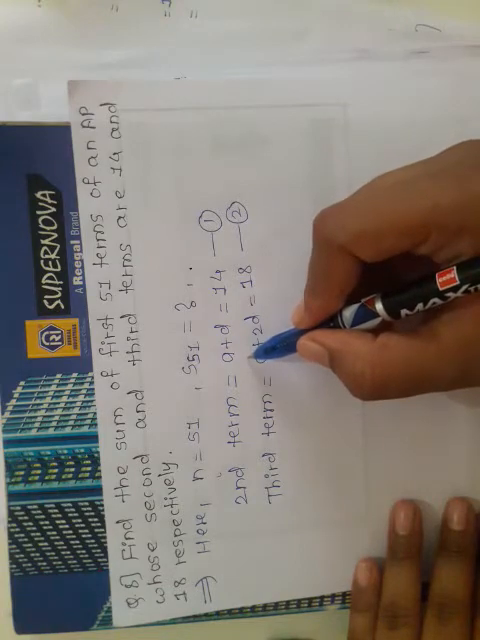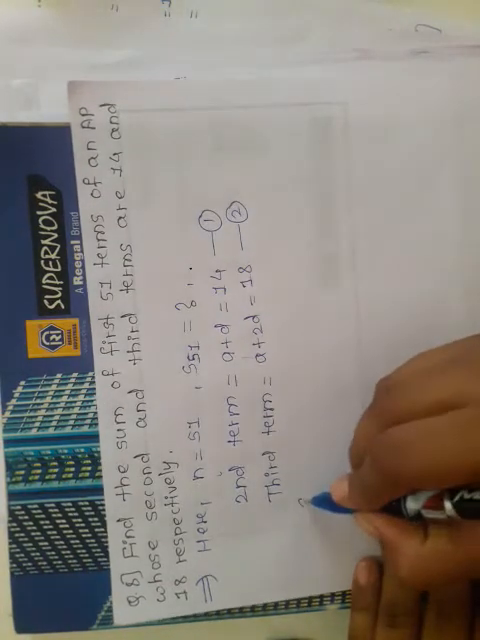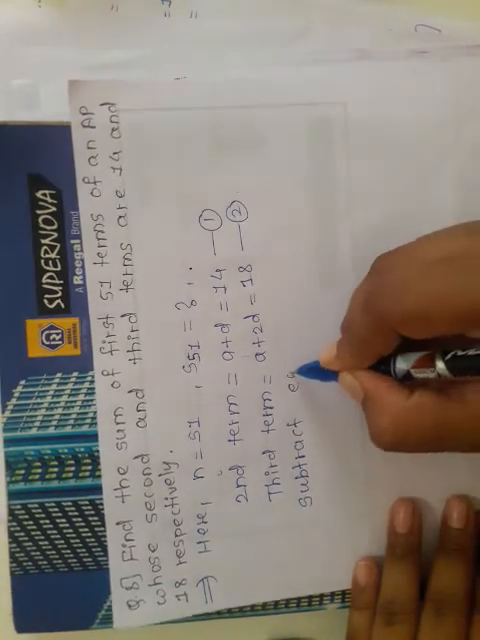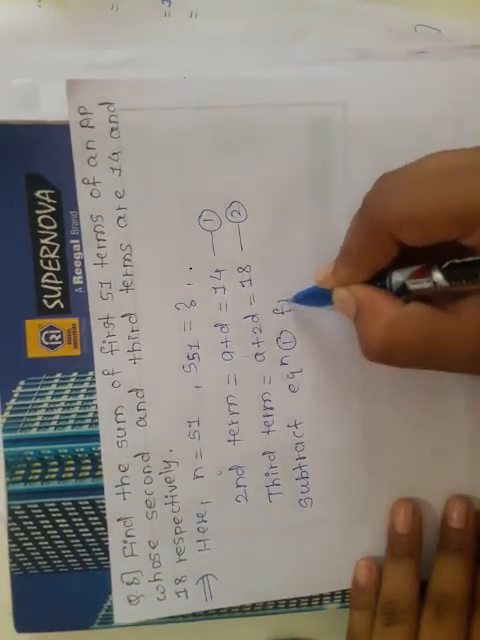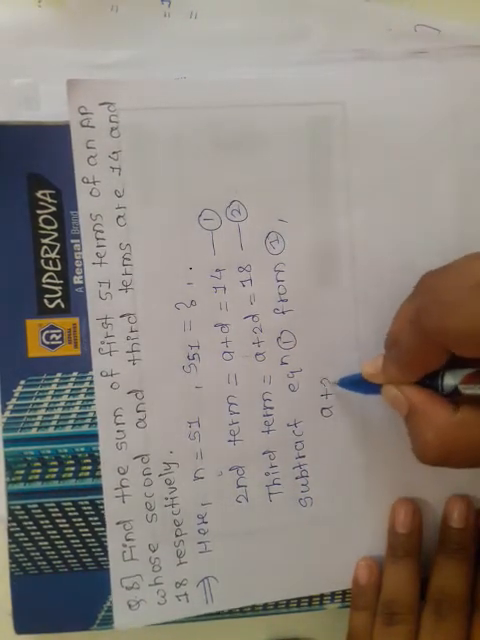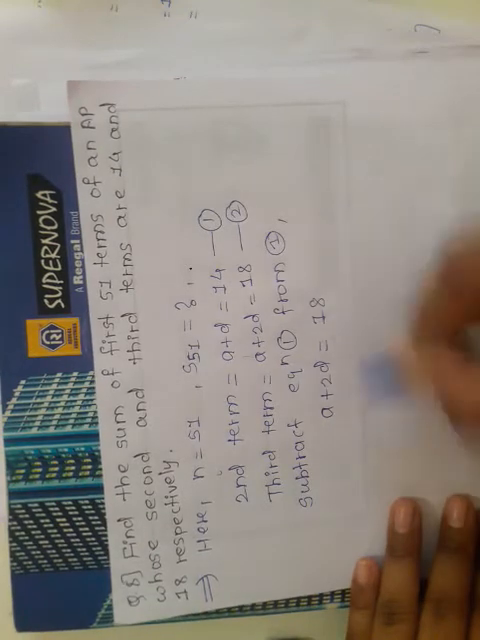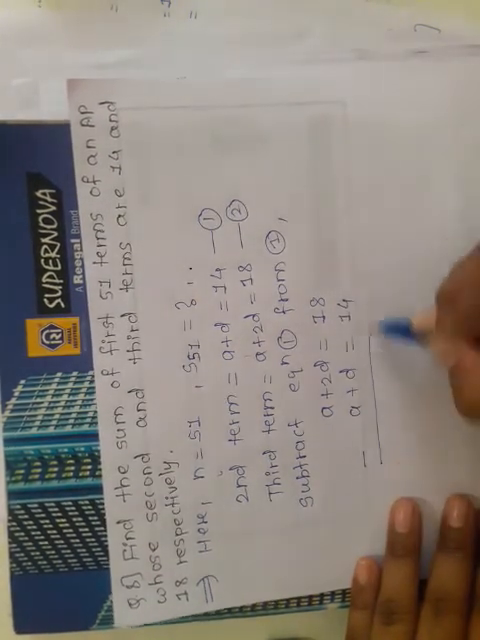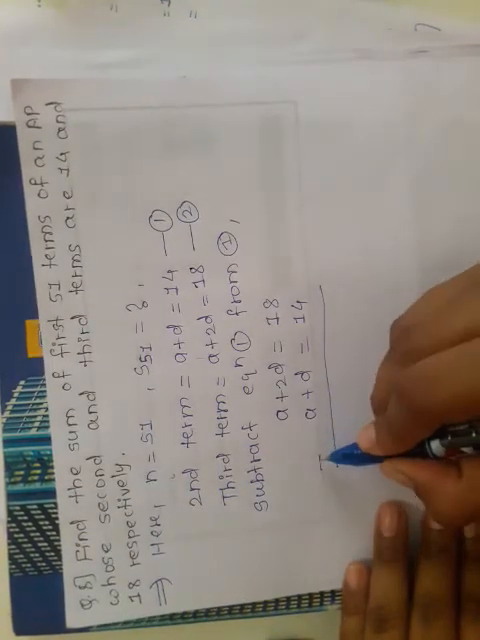Both have the same sign, so we can take their subtraction. Write down: subtract equation 1 from equation 2. So we get a plus 2d is equal to 18, minus a plus d is equal to 14. Now take the subtraction.